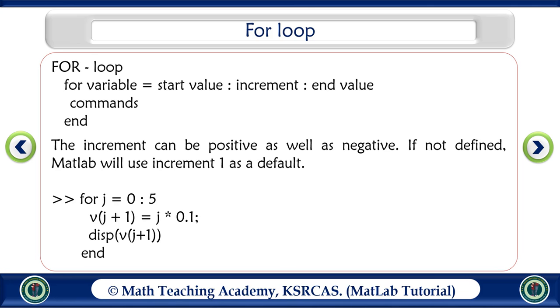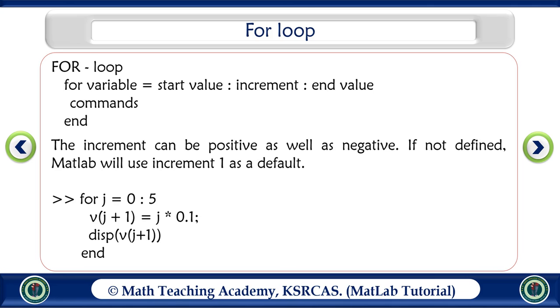And then v of j plus 1. So v of 0 plus 1 is 1. So v of 1 is equal to j star 0.1. The present value of j is 0. That is why 0 is multiplied by 0.1. Then what you will get is 0. So that 0 is stored to the variable name v of 1.